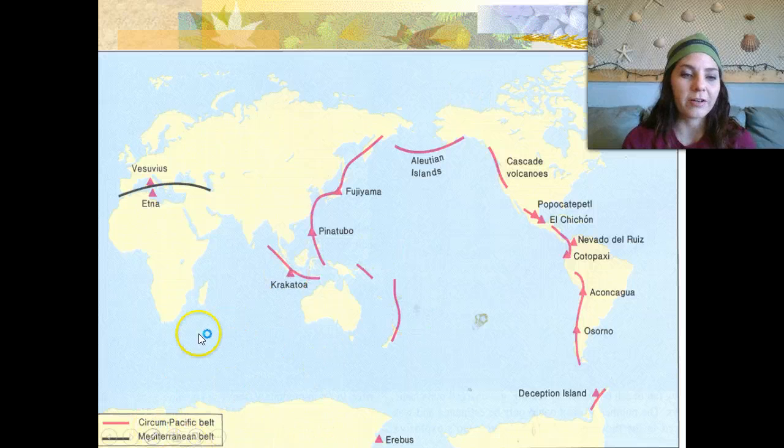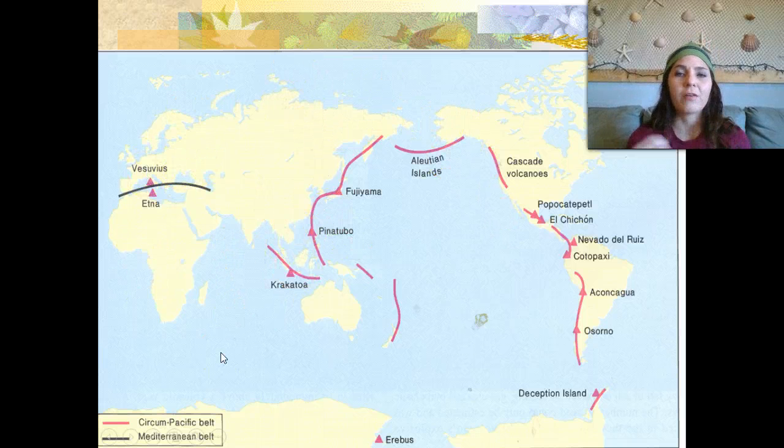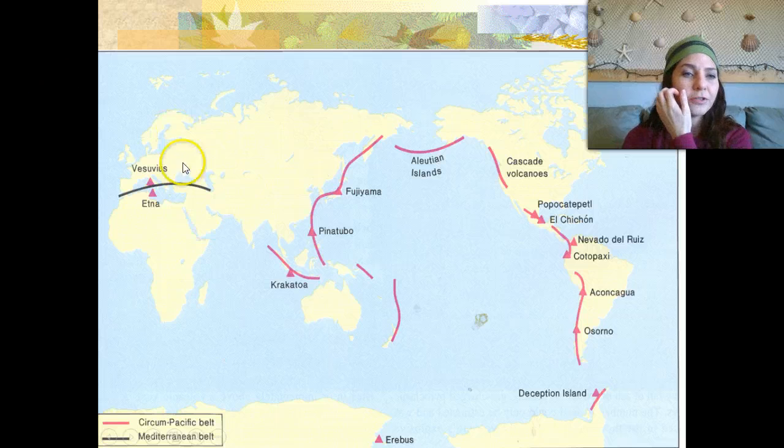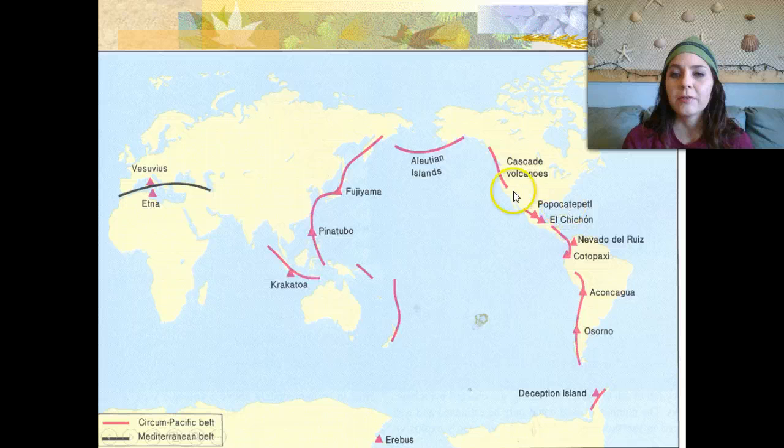So right here we have our Circum-Pacific belt and then the Mediterranean belt. And then we have all of these different types of volcanoes that are forming, the islands that are forming as a result of the volcanoes. So we have Vesuvius, we have the Aleutian Islands that have formed because of that. So lots of different formations that have occurred.